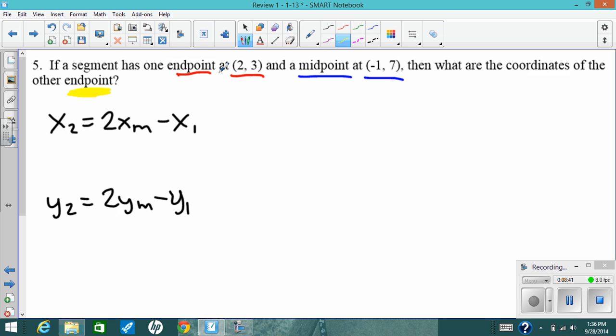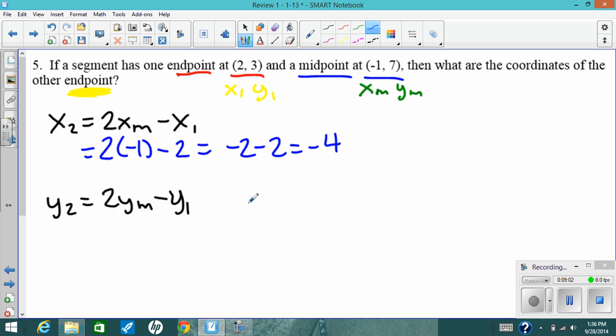x1, y1 comes from the endpoint that we're given, so x1, y1 is right there. xm, ym, those are the coordinates from the midpoint. So we can plug in 2 times xm minus x1. It's negative 2 minus 2, which is negative 4. 2 times ym minus y1 gives us 14 minus 3, which is 11.